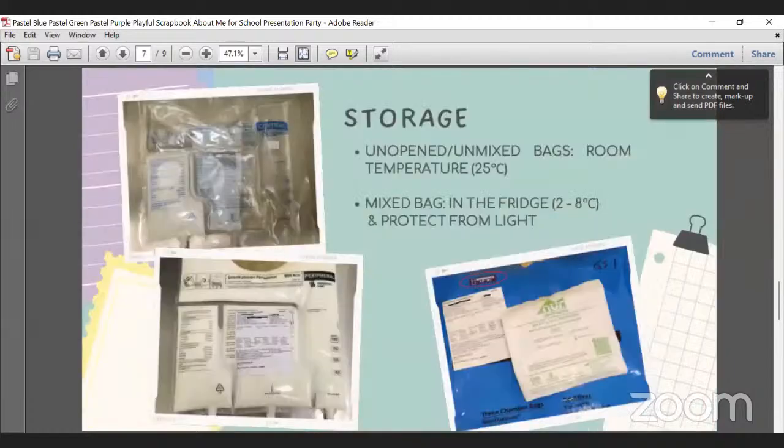The storage also has been tempered. So for the unopened or unmixed bag, it can be stored under room temperature. While for the mixed bag, we need to store in the fridge at 2 to 8 degrees Celsius, and it needs to be protected from the light. Hence the supply of the cover bag, as you can see on the right down side here, the cover bag for every parenteral nutrition bag that is used to cover the bag during the administration process.